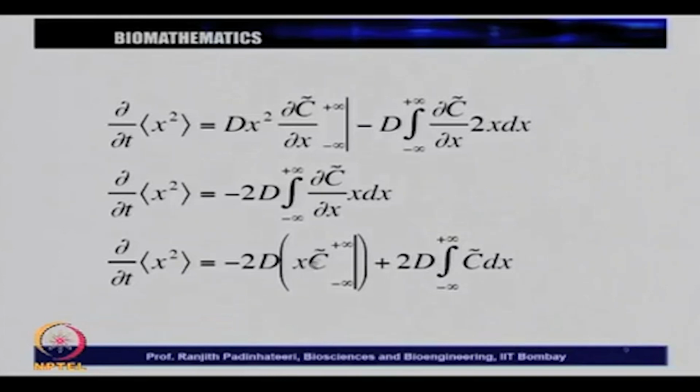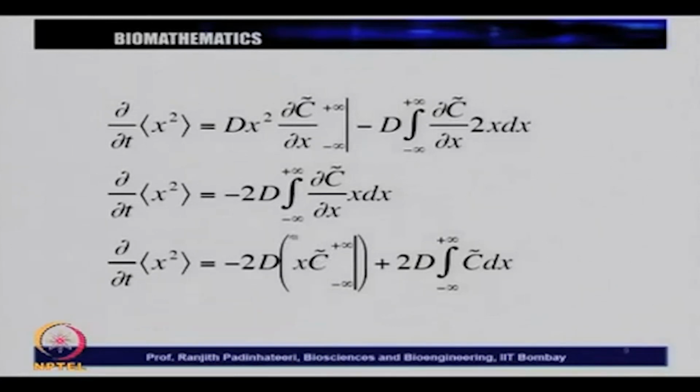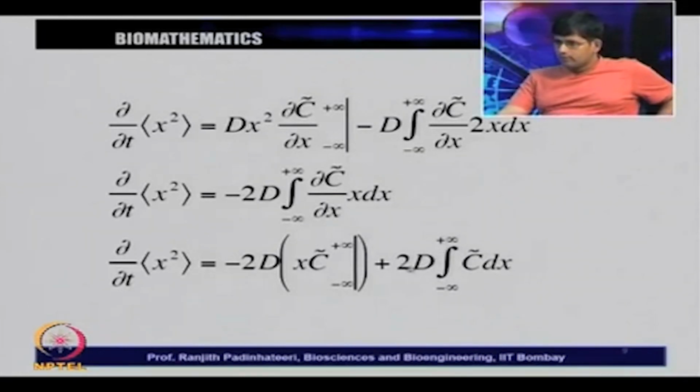Again using symmetry arguments and that the concentration at infinities will be 0, you can show that this term is 0. Why is this 0? Because the concentration at infinity and the concentration at minus infinity is anyway 0. So, this term has to be 0. Now, this term is integral 2d integral c of x c tilde of x dx.